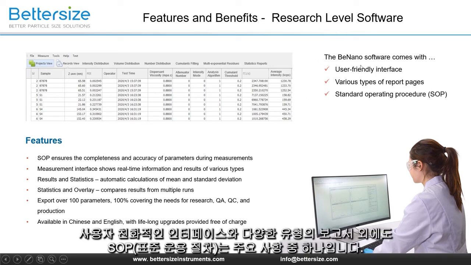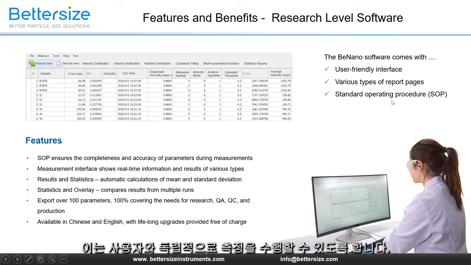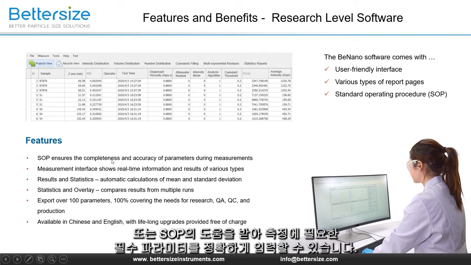Besides the user-friendly interface and different types of reports, the SOP, Standard Operating Procedure, is one of the highlights that allows the measurements independent of the operators. All essential parameters that the measurements require will be input accurately with the help of SOP.